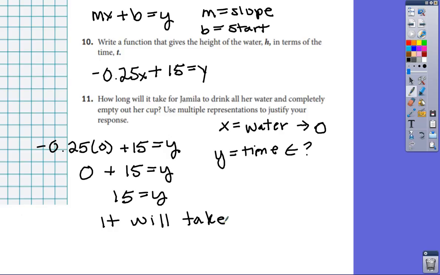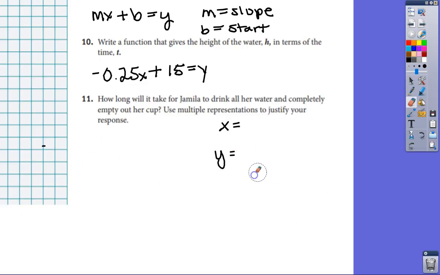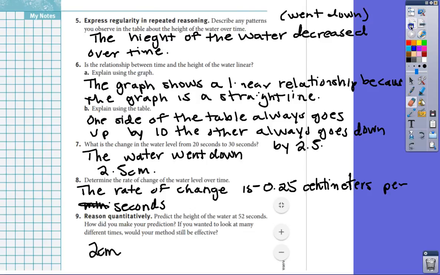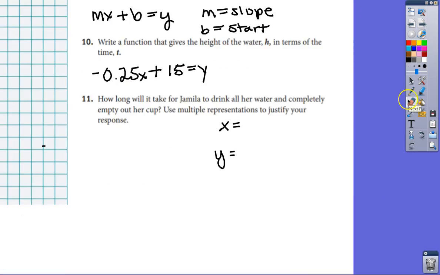Oh no, Miss Peacock messed up. Miss Peacock flipped them. Hold on. Sorry, we're going to be erasing. I flipped them. Okay, if we look back, height of water is our y, and time is our x. I flipped them. That's why it's always good to double check me. So our x is time. Our y is water. So same basic thing. When you don't have anything in the cup, it's 0. We're going to plug that into our equation.